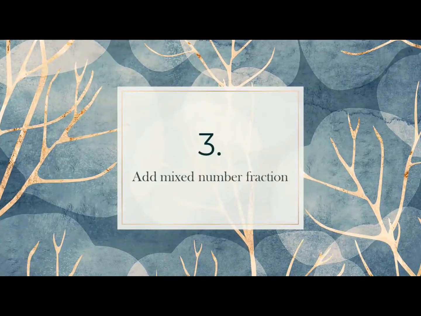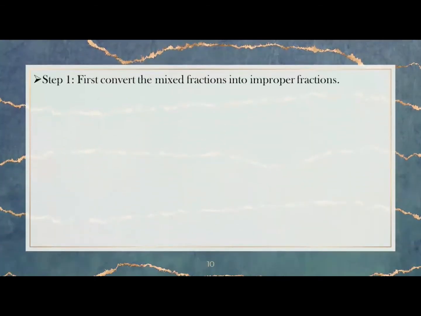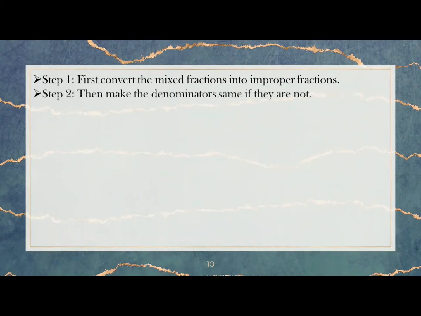The third type of problem would be subtracting mixed number fractions. Our first step here would be to convert the mixed fraction into an improper fraction. Second step, then make the denominators the same if they are not. Third step, subtract them both. Here you may be thinking how to convert a mixed fraction into an improper fraction, and also why can't we convert a mixed fraction into a proper fraction.